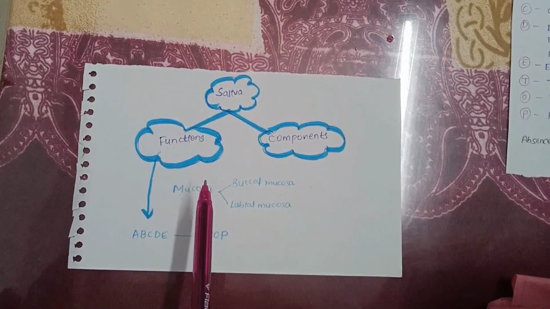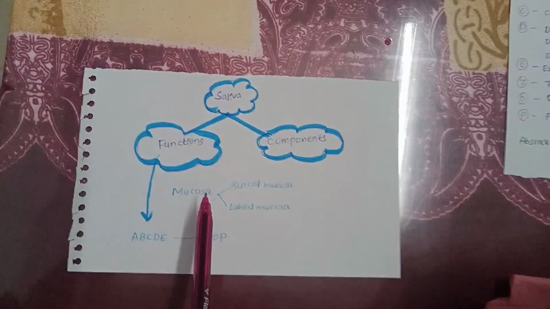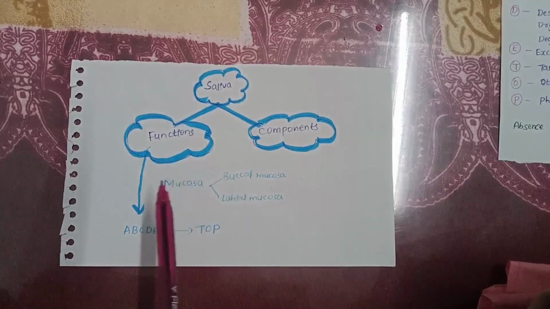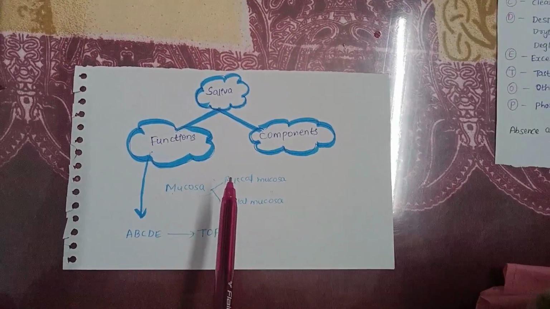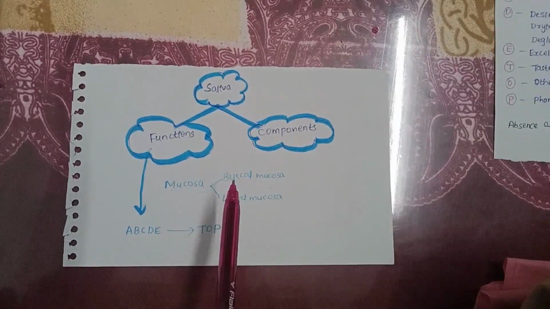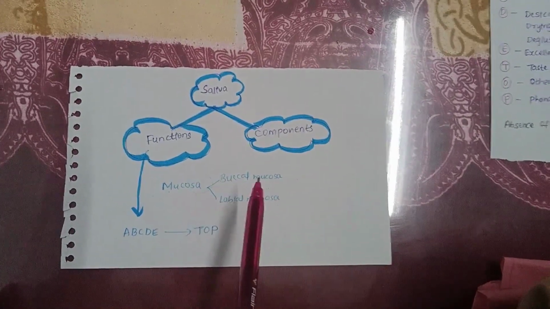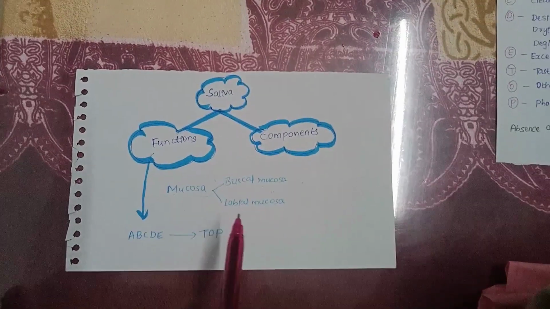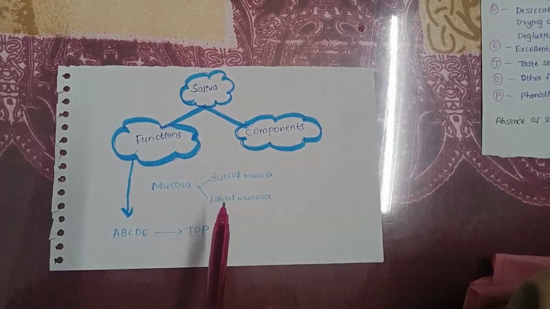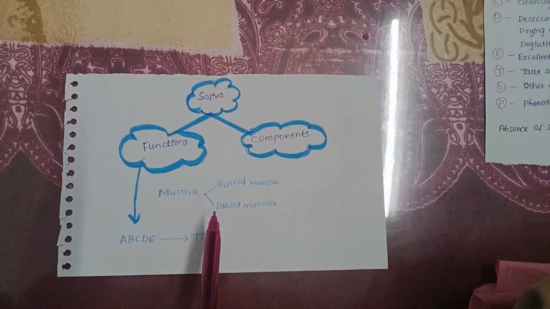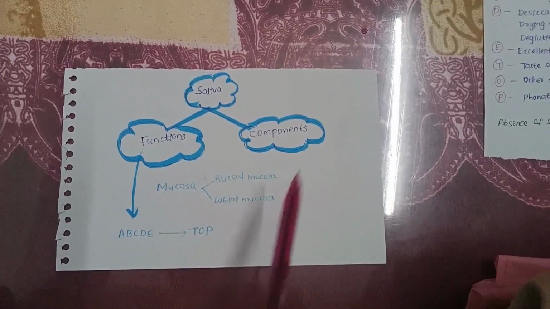Generally, skin is present on the surface of our body, and the tissue present within the oral cavity is known as mucosa. The tissue present on the surface of the cheek within the oral cavity is known as buccal mucosa, and the tissue present on the inner surface of the lips within the oral cavity is known as labial mucosa.